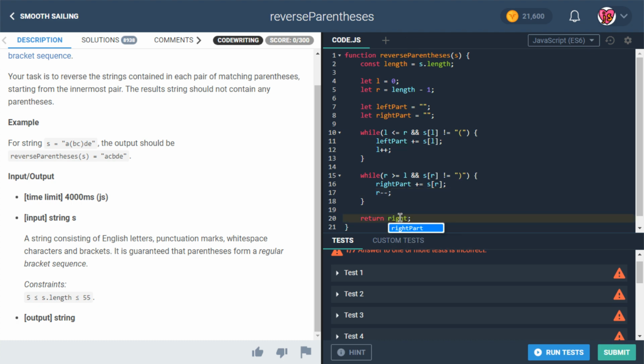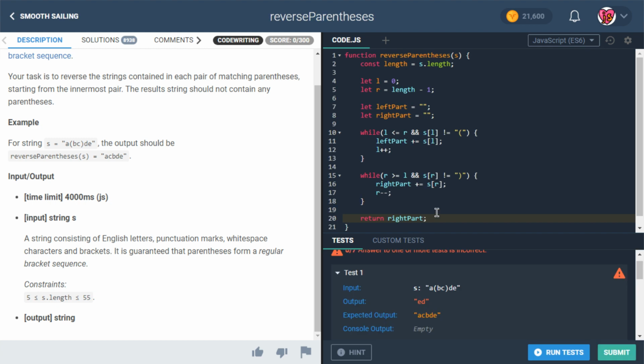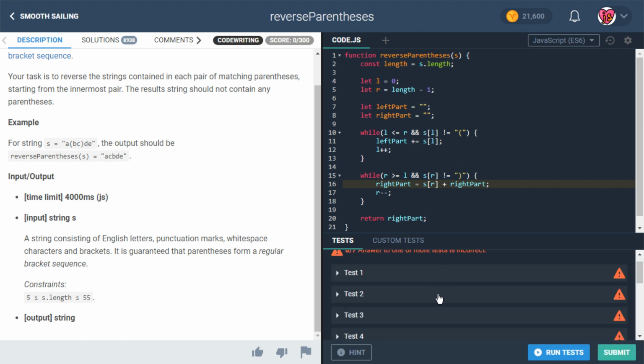Okay, so let's see if that's actually taking care of the right part the way we want it to, and we find out, no, not quite, because it's giving us ED instead of DE here, and it's because of the way I did this. I said right part plus equals S at R. In other words, I'm basically saying right part is going to be equal to right part plus S at R. But really what I want to be doing is adding the new character onto the left of this string called right part. So if I do it this way, now it should hopefully work. Okay, DE, that's what we're looking for, and then Q in that case. Great, so that's what we're looking for.